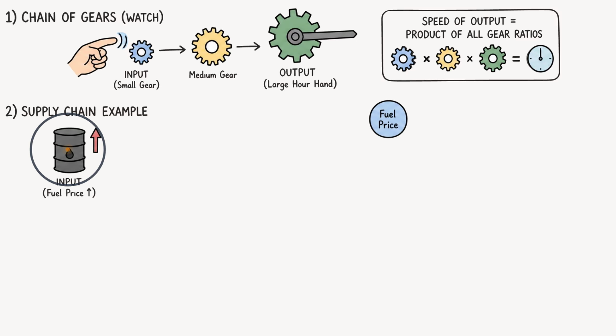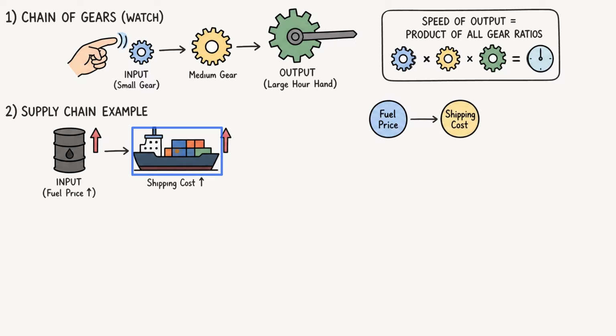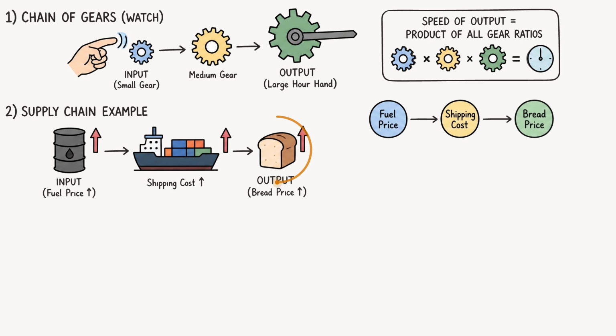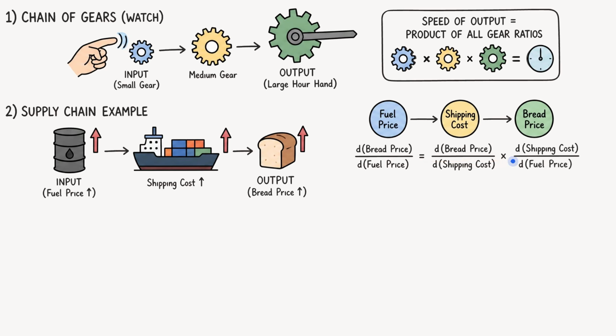That is our input. It directly increases the costs for shipping. And that shipping increase forces an upward change in the final output, the price of bread. Using the chain rule, we can write this out mathematically. The total change in the bread price relative to the fuel price is calculated by taking the change in bread price relative to shipping cost and multiplying it by the change in shipping cost relative to fuel price.